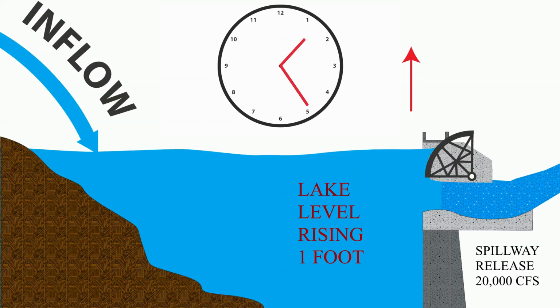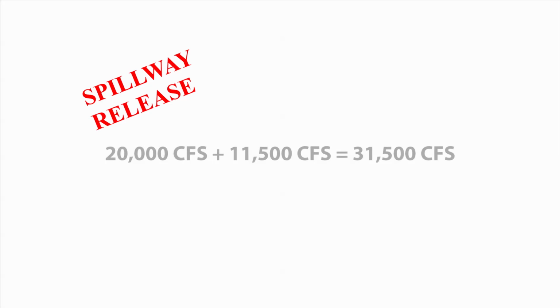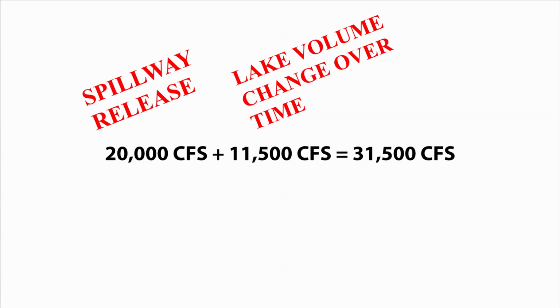What if the lake elevation rises 1 foot in 1 hour and the spillway is releasing 20,000 CFS? What is the unknown inflow? The spillway release and the lake volume change will be used to determine the unknown inflow. The spillway release in CFS will be added to the inflow represented by the change in lake volume over time. Both of these flow rates will be added together when the lake rises. The lake is rising 1 foot while the spillway flow is 20,000 CFS.